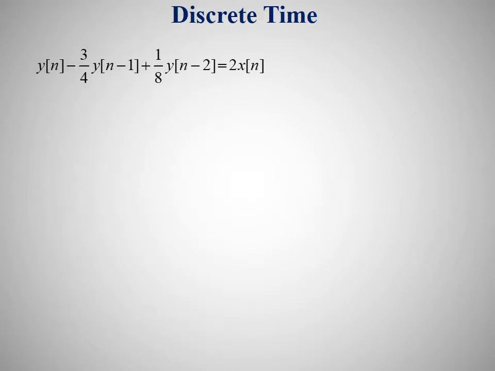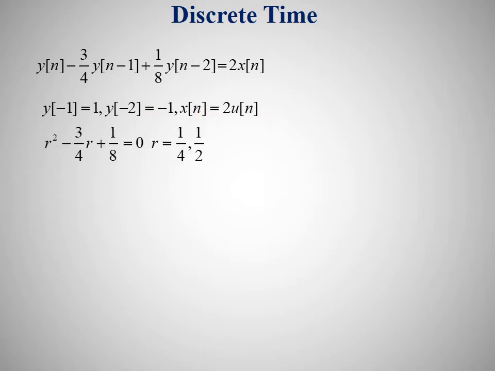Let us go on to another problem in the discrete time case. y of n minus 3 by 4 y of n minus 1 plus 1 by 8 y of n minus 2 is equal to 2 into x of n. The initial conditions given are y of minus 1 is 1, y of minus 2 is minus 1, and x of n is 2 into u of n.